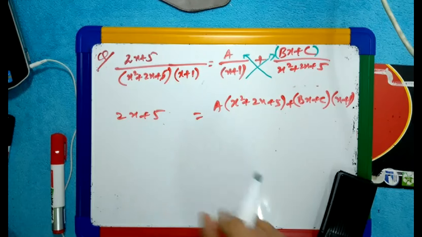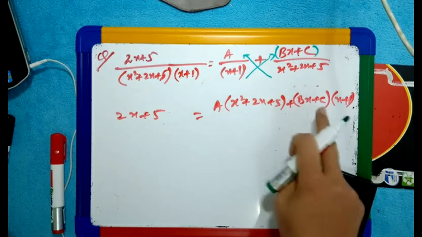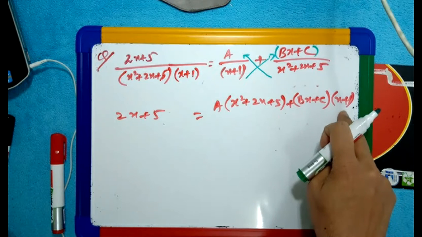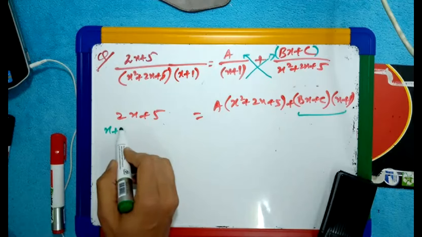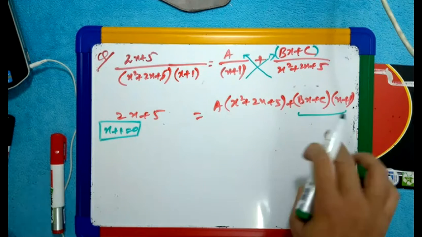Now, what should I put first to remove this one to get A? So we have to do something to remove the other terms. To get A, remove this one. This is x plus 1. If you put x plus 1 as 0, right, this whole thing will be 0. So x plus 1 equal to 0, so that this whole thing will be finished.